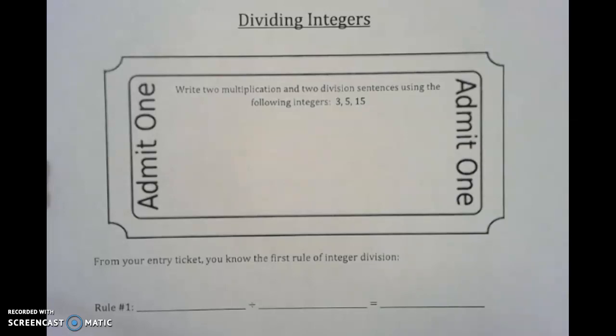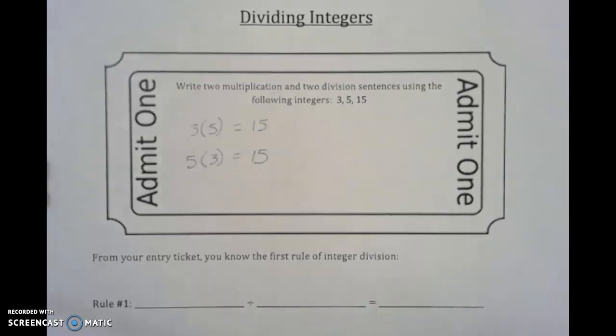In the lesson today, you're going to work on dividing integers, and we're going to discover what the rules are for dividing integers by using our rules for multiplication. In the ticket at the top, it says to write 2 multiplication and 2 division sentences using the following integers, 3, 5, and 15. So you're going to use those numbers. You're going to make 2 multiplication problems and 2 division problems.